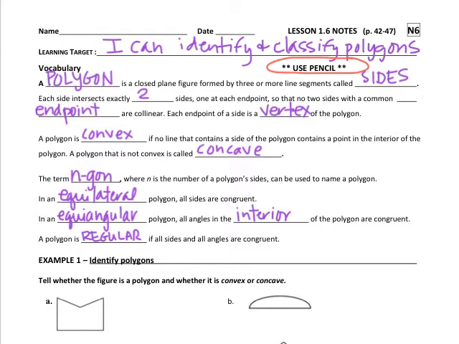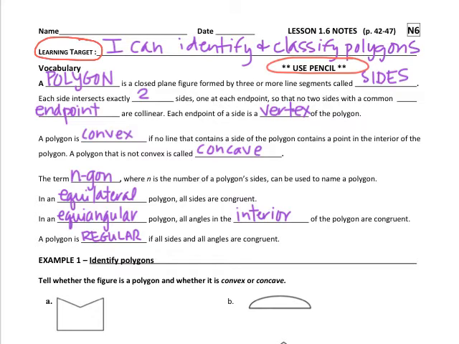In this video, we're going to be learning about identifying and classifying polygons. Make sure you have a pencil, please, before you start your notes, and go ahead and write your learning target in on this line here. So I can identify and classify polygons, and then if you need to, stop the video so that you can fill in all of the vocabulary information.